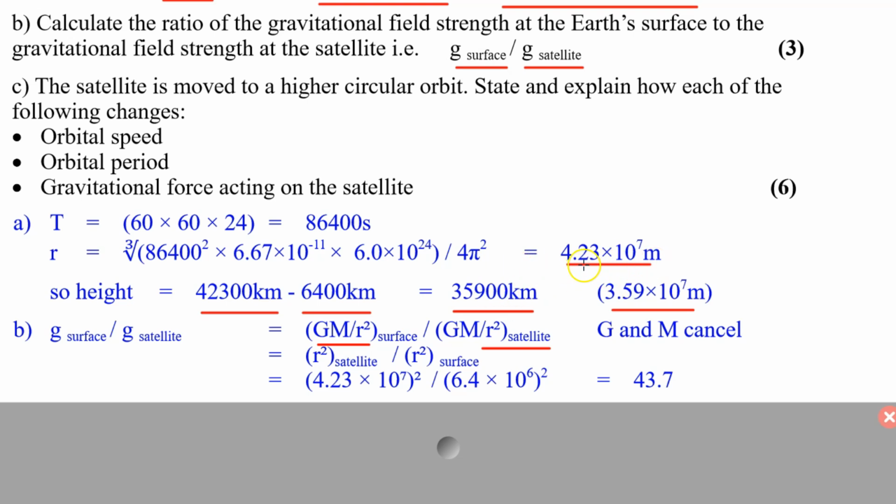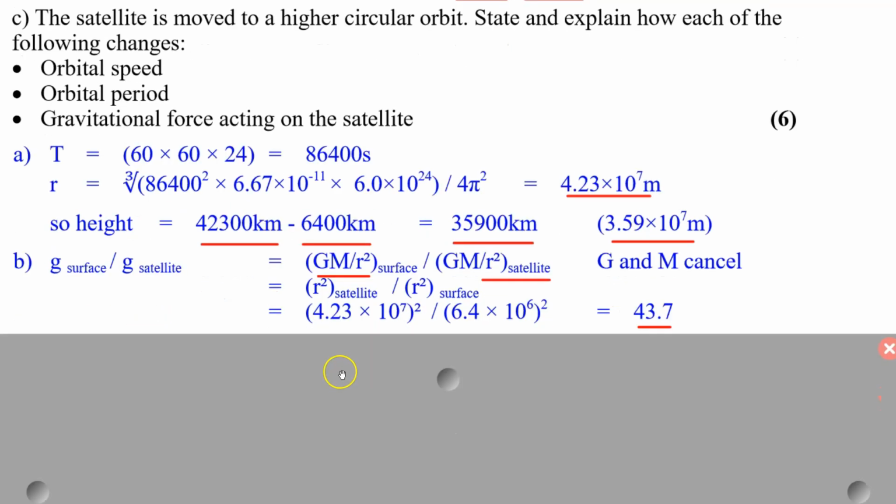Now we go back to the actual value from the center of the Earth, which is the 4.23 times 10 to the 7, squared. We know the radius to the Earth's surface. The radius of the Earth is 6,400 kilometers. So we can work that out as 43.7, which rounds to 44. So we could say that the value of G at the surface of the Earth is 44 times larger than the value of G acting on the geostationary satellite, which should not surprise us because it is a long way out. And we have this inverse square relationship between G and distance.